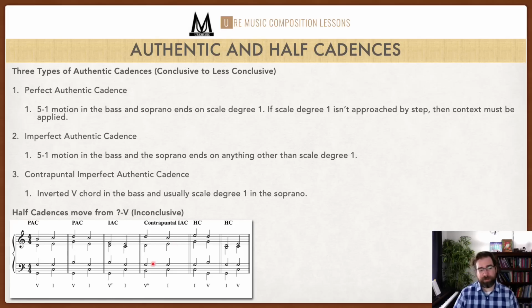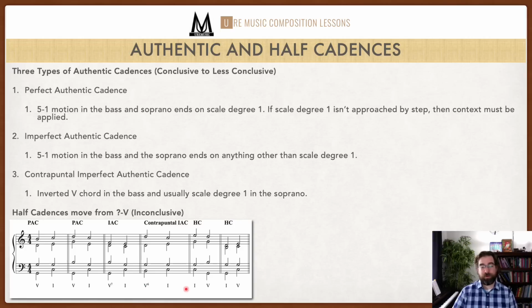So then the contrapuntal imperfect authentic cadence. The reason we call this contrapuntal is because the bottom voice moves by step. And 5-6 to 1 is going to be the most common when dealing with triads for the contrapuntal. But you could also have a 5-4-3 going to a 1, or even a 5-4-2 going to a 1-6. All of these would be considered contrapuntal cadences. The thing that makes it contrapuntal is the stepwise motion in the bass.